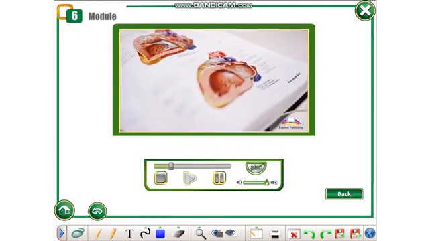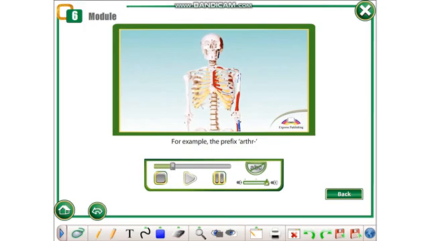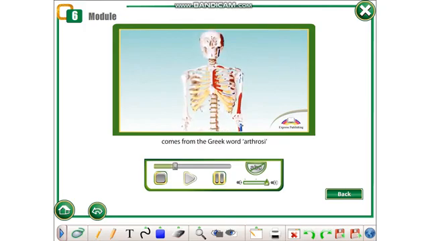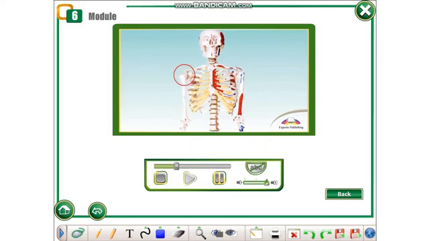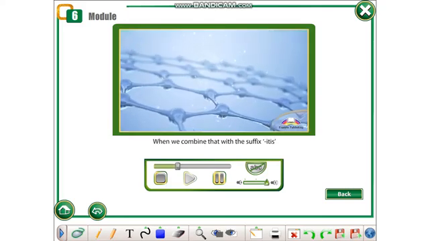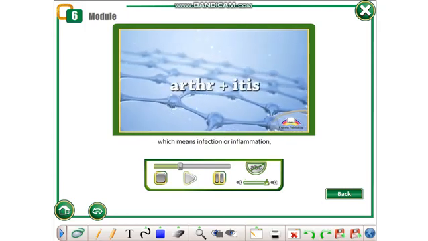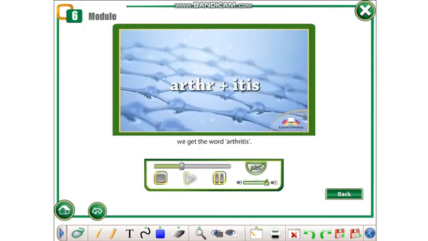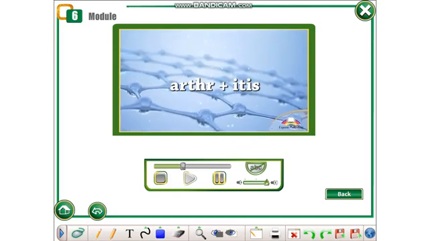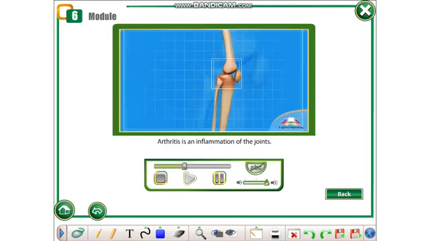you haven't seen before. For example, the prefix arthr- comes from the Greek word arthron, which means joint. When we combine that with the suffix -itis, which means infection or inflammation, we get the word arthritis. Arthritis is an inflammation of the joints.